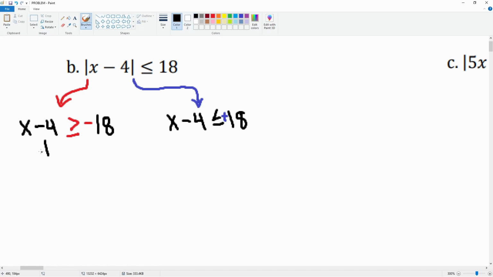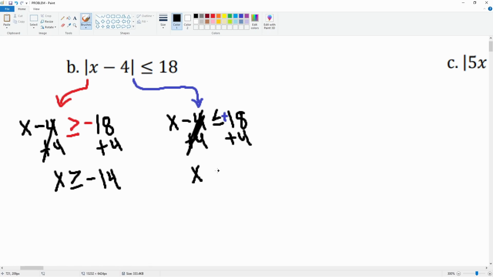All right, let's solve for x. So we're going to add 4 to both sides. This does cancel, leaving you with x is greater than or equal to negative 14. Here, add 4 to both sides. This cancels on the left-hand side, leaving you with x is less than or equal to 22.